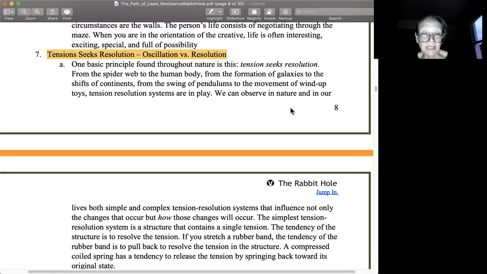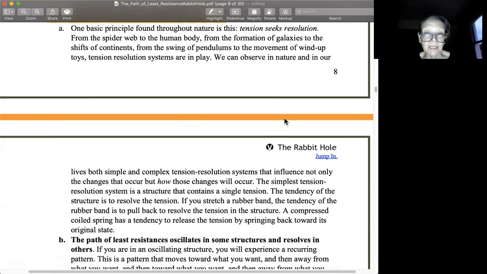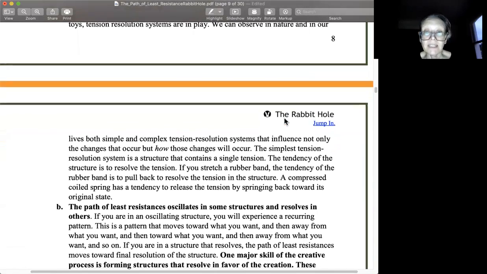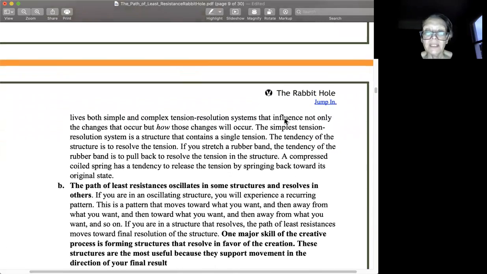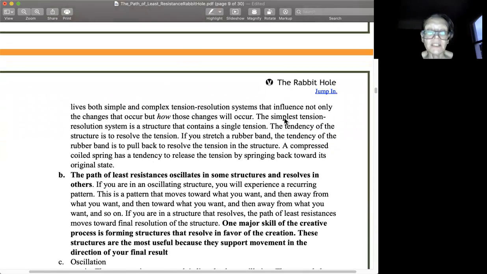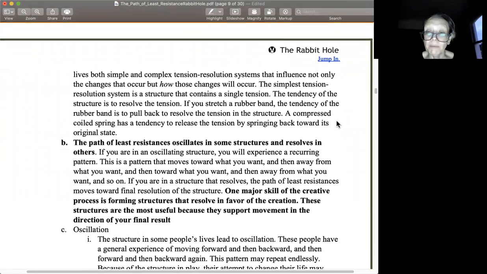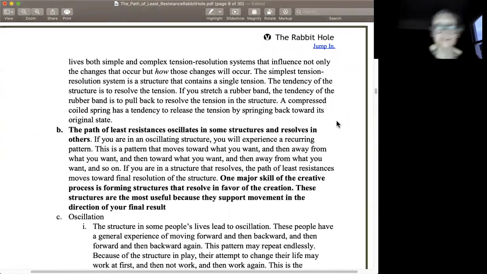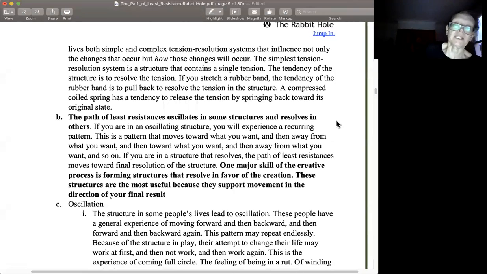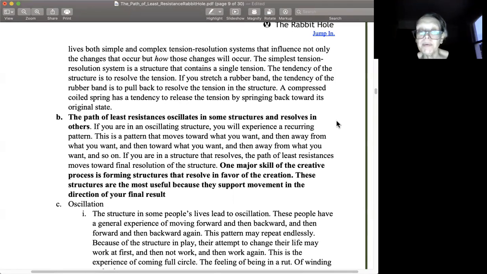The simplest tension resolution system is a structure that contains a single tension. The tendency of the structure is to resolve the tension. If you stretch a rubber band, the tendency of the rubber band is to pull back to resolve the tension in the structure. A compressed coiled spring has a tendency to release the tension by springing back towards its original state.